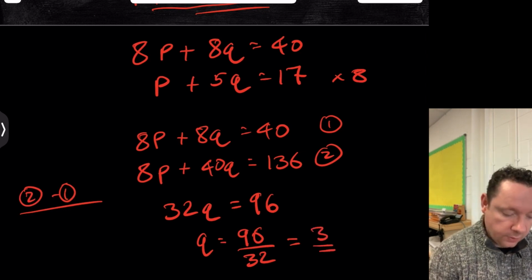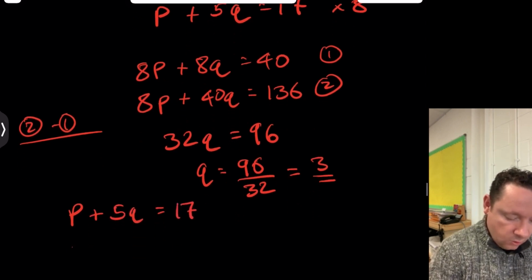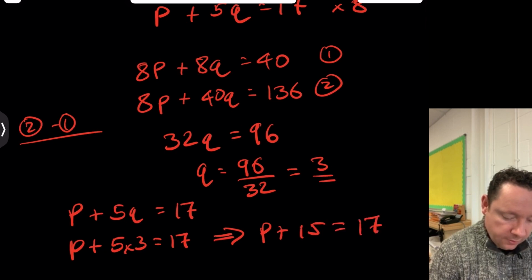So we've got our q, so we can just sub it back in. So we knew that p plus 5q was equal to 17. So p plus 5 times 3 equals 17. P plus 15 equals 17. So p must equal 2. And we're done there.